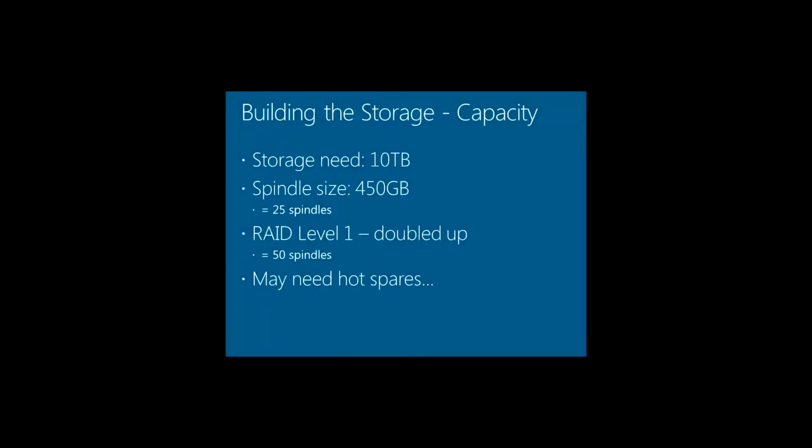Looking at that third metric, capacity, so how much data do we need? The total storage need is 10 terabytes. That's how much end data the user needed to keep up. We're using 450 gigabyte spindles. That's the disks that had been chosen for this configuration. So that's 25 spindles. Using RAID 1 for redundancy and also for performance. We'll get into that in a second. We're doubling up those spindles, so it's 50 spindles. May need a few hot spares just in case a disk goes bad.